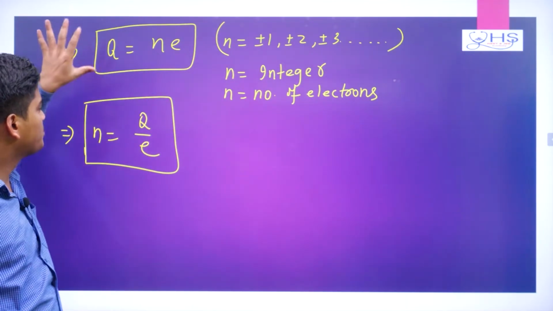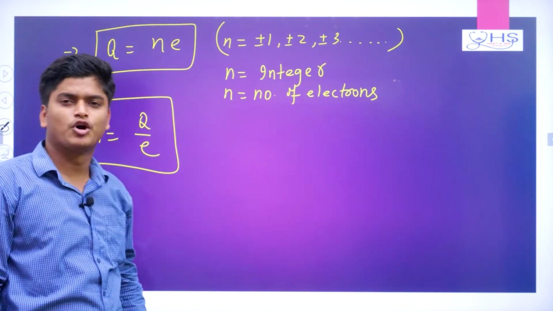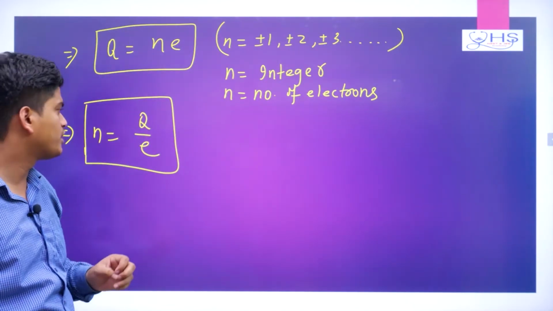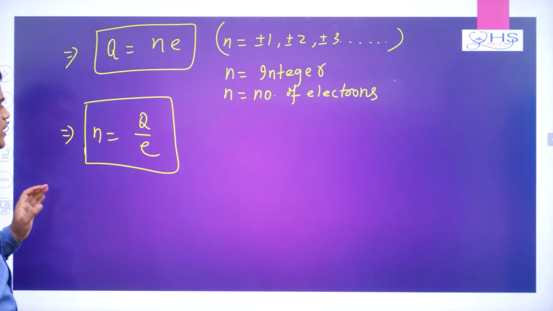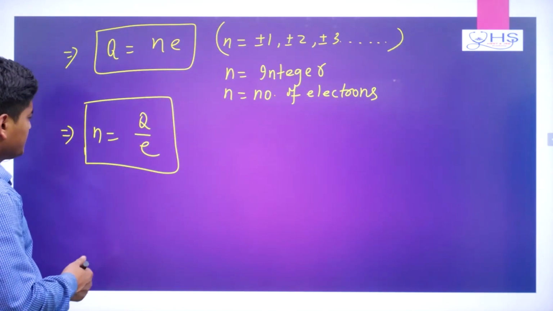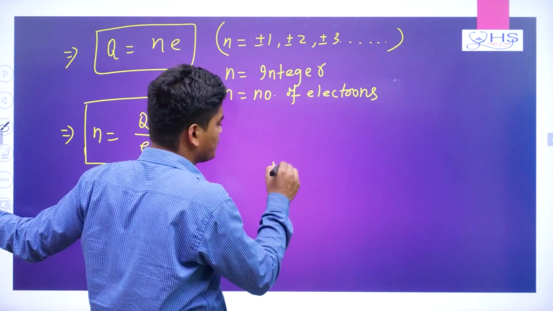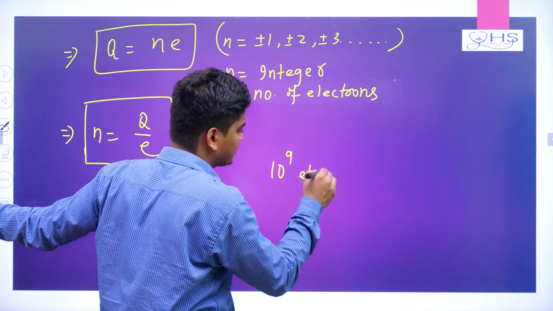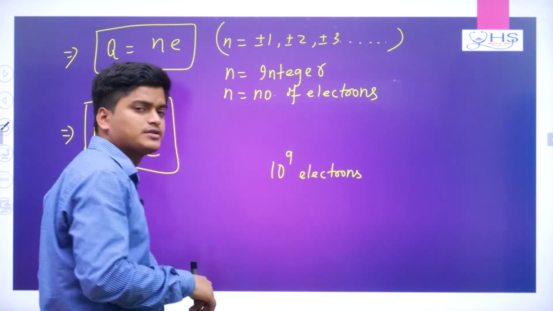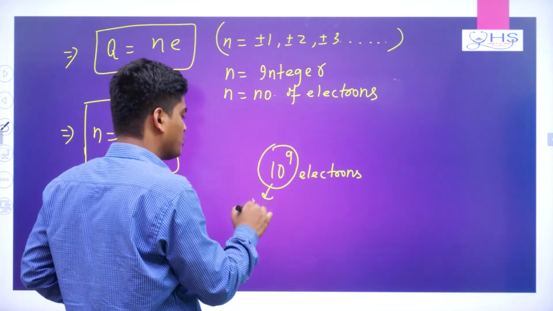So always remember, the charge of any body is basically an integral multiple of the smallest amount of charge. That smallest amount of charge is nothing but 1.6 into 10 to the power minus 19 coulomb. So we should keep this idea. And remember the next thing: whenever a question says, suppose 10 to the power 9 electrons are added to an object, then here 10 to the power 9 electrons added will be the number N.